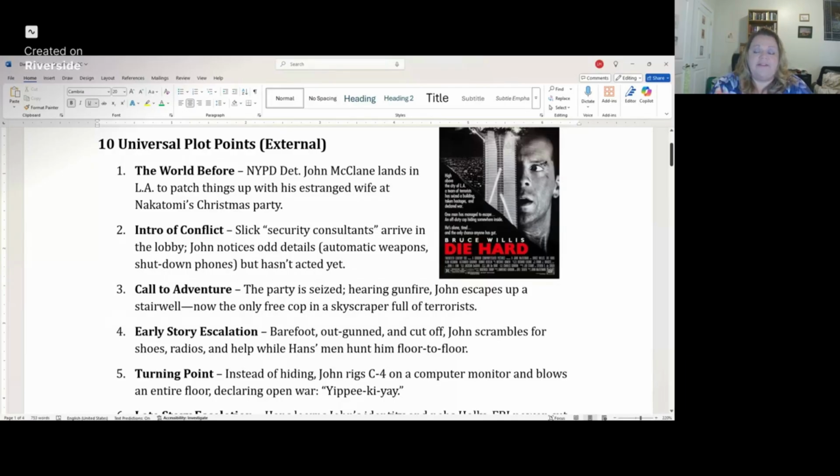So remember that in the early story escalation, they are running, they are hiding, they are barely keeping their heads above water. And this is very true of Die Hard and of John because it's an action film, right? He's hiding from the terrorists. He's running. He's trying not to be noticed by them. He's in panic mode. He's in survival mode, right? When we hit the turning point, he now is very visible to them. So he is, like it says, openly declaring war.